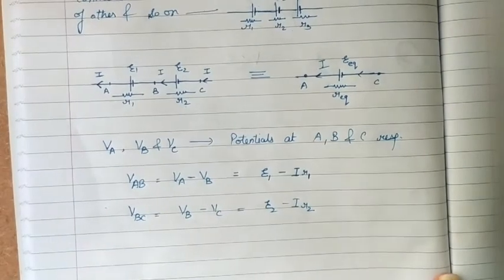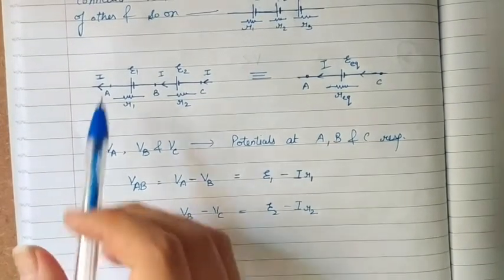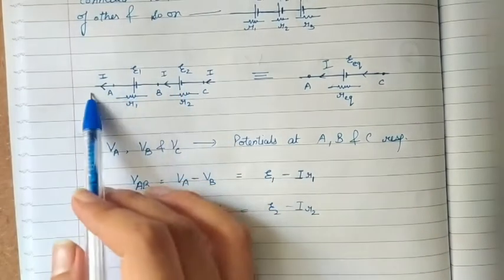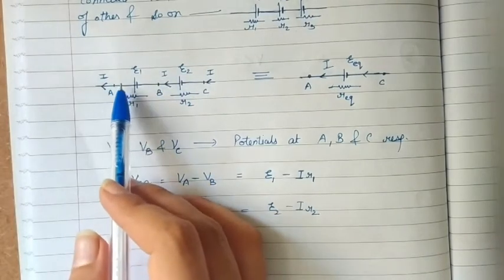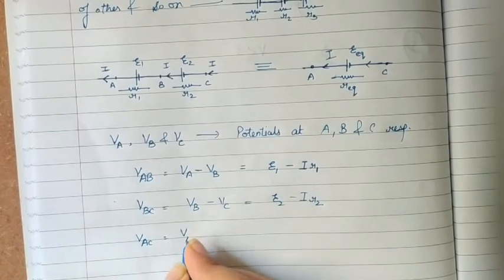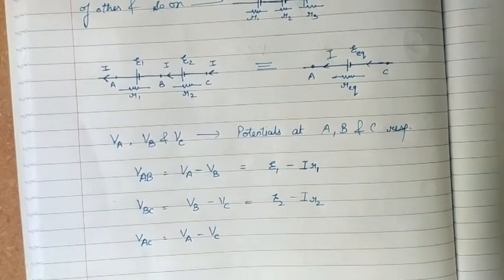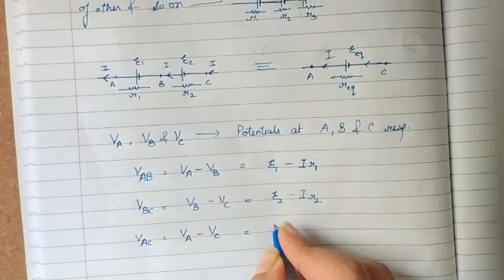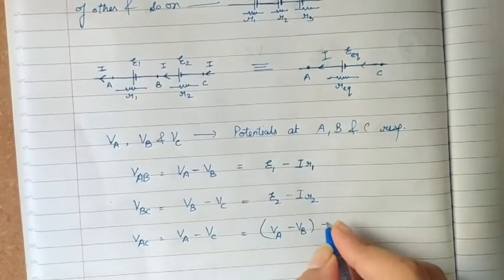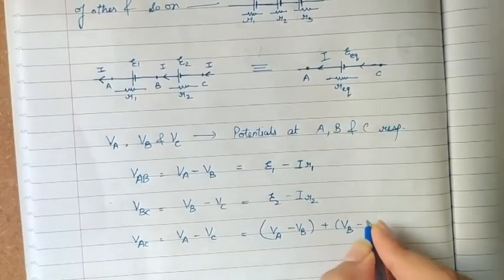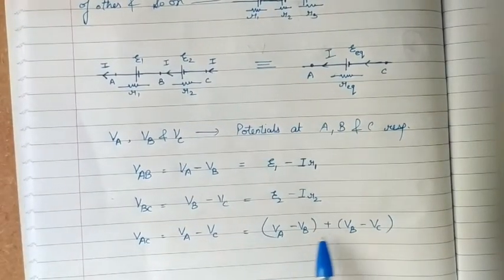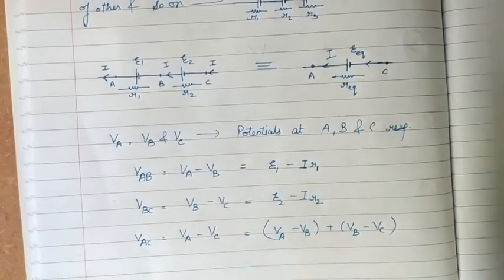Alright. Now, the potential difference between the terminals A and C. If you want to calculate the potential difference between the terminals A and C, then we get VAC is equal to VA minus VC, or we can write it as VA minus VB plus VB minus VC. Here I add and subtract the term VB and rearrange the values.